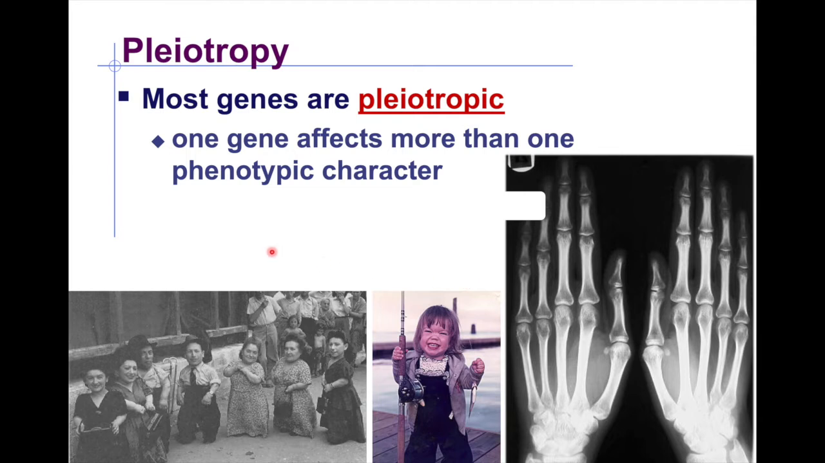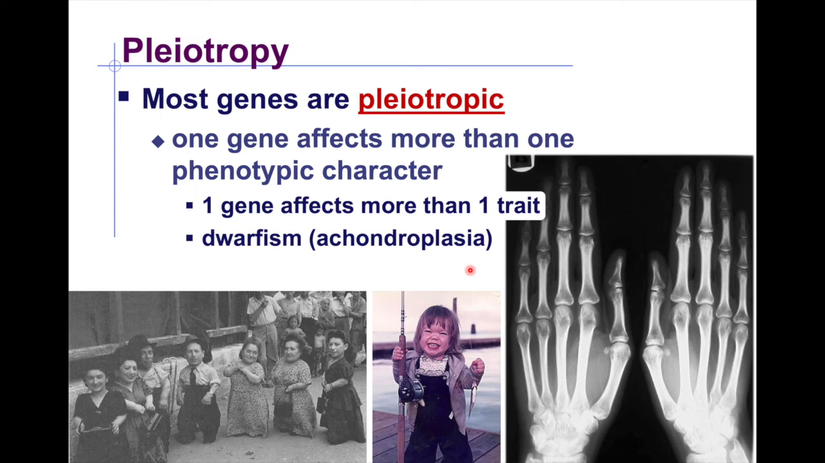Different genes for diseases and qualities can oftentimes affect more than just one aspect of the body. So this means that one gene affects more than one trait, and therefore affects several phenotypes. One example is dwarfism or achondroplasia, and gigantism or acromegaly.